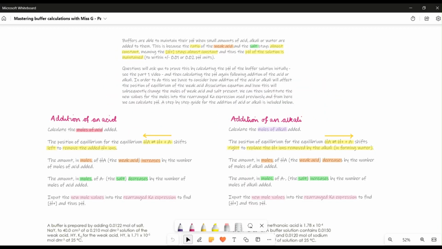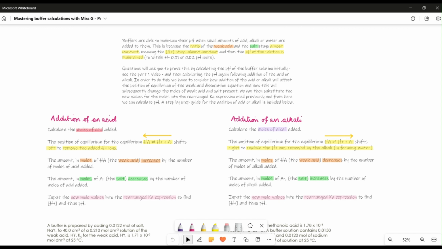In part 1, which was uploaded to YouTube last Tuesday, I talked through how we can prepare acidic buffers, what buffers actually are, the two methods of preparing them, and then how we can calculate the pH of the buffer solution. So if that's something that you feel you need to watch first, that video is already live on my YouTube channel. In the second part of this mini-series, we're going to have a look at how buffers are able to maintain their pH when small amounts of acid, alkali, or water are added to them.